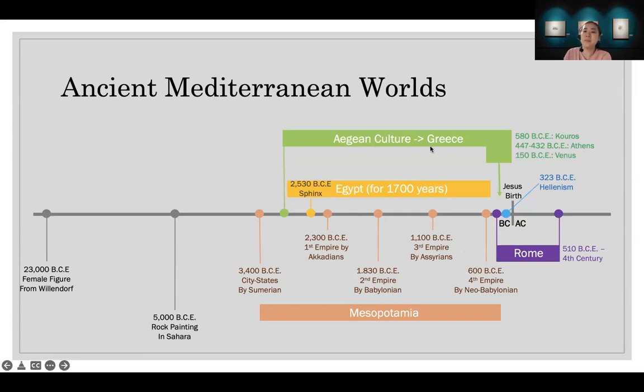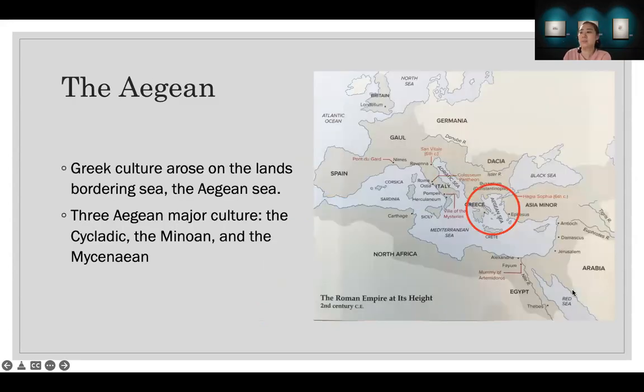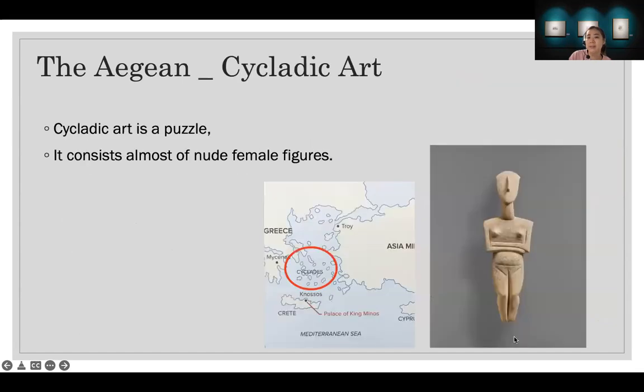Now let's see the Aegean culture first, before Greece. Greek culture arose on the lands bordering the Aegean Sea. So this is the Aegean Sea. There are 3 major Aegean cultures: Cycladic, Minoan, and Mycenaean. So let's see one by one.